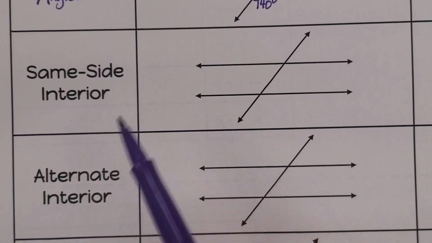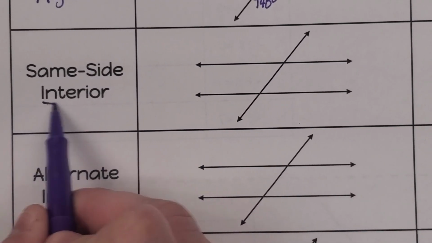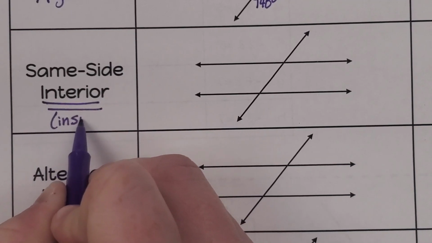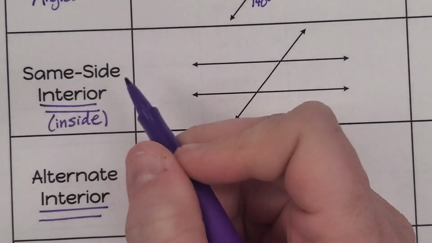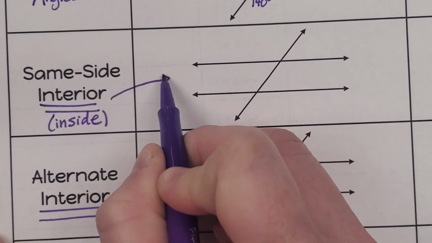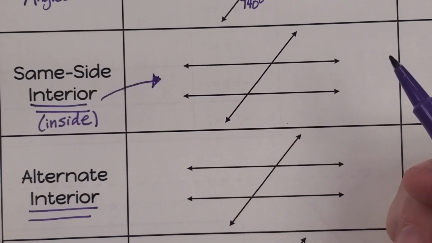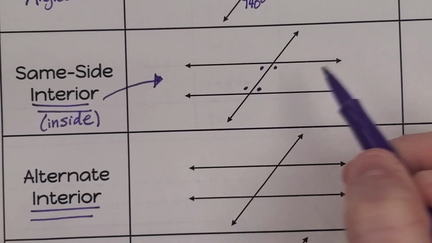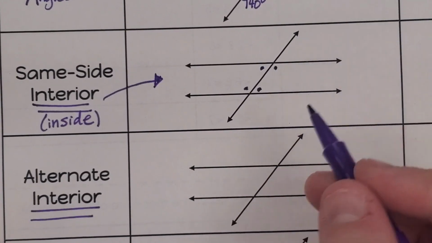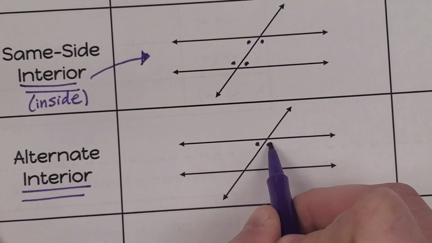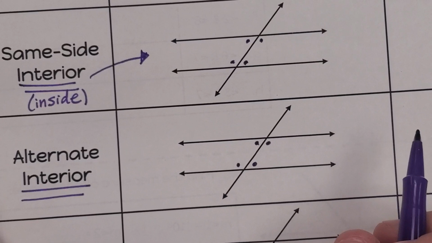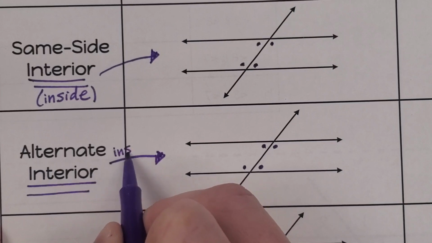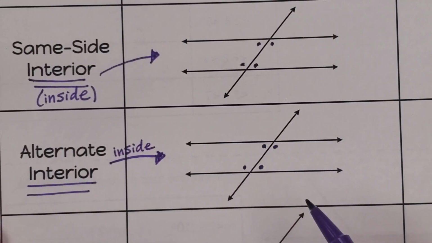All right, the next two kind of go hand in hand. Both of them are called interior angles. Interior means the inside. So we're talking about the inside of the parallel lines. I'm only talking about these four angles because they are inside of the parallel lines. The alternate interior are also just talking about these four interior angles. Whenever we hear the word interior, we just mean inside of those parallel lines.